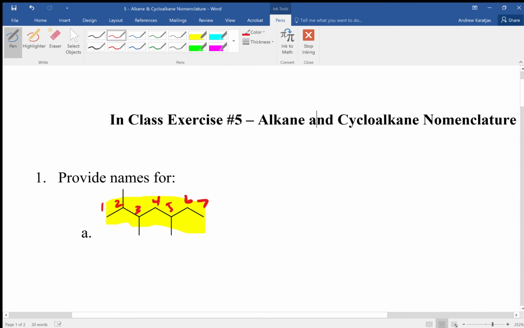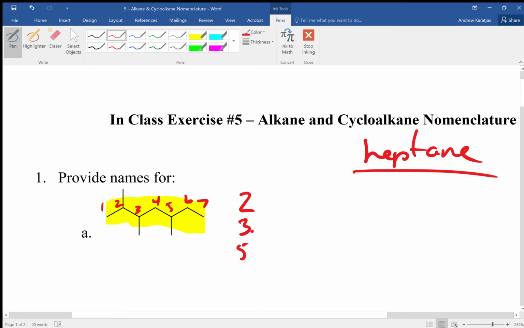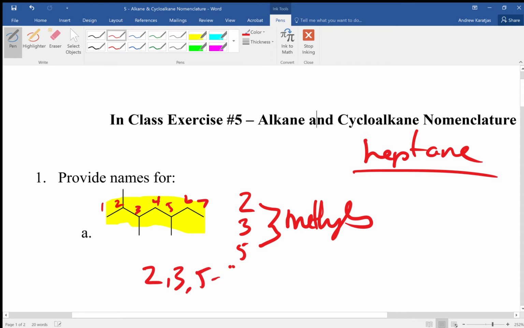And so overall we have this as a heptane because it's 7 carbons. There's 3 substituents at 2, 3, and 5. And all of them are methyls. So we can combine those. And the name here is 2,3,5-trimethylheptane.